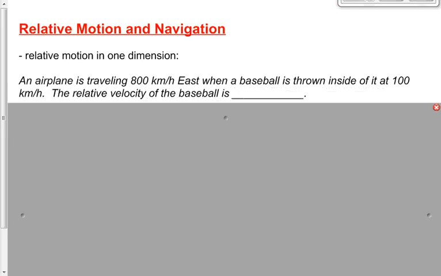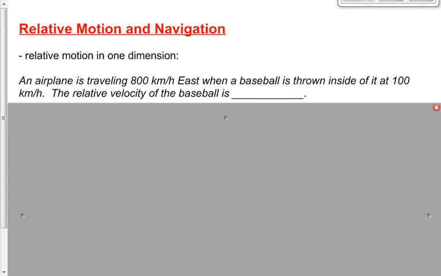But let's pretend for a second that this airplane is traveling at 800 kilometers per hour. One of the Blue Jays pitchers throws a baseball inside of it at 100 kilometers per hour. What's the velocity of the baseball relative to, I won't even say relative to what. What's the velocity of the baseball?